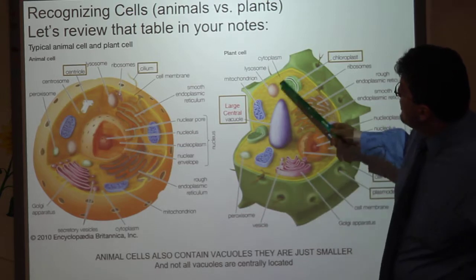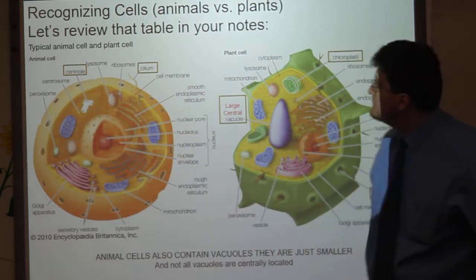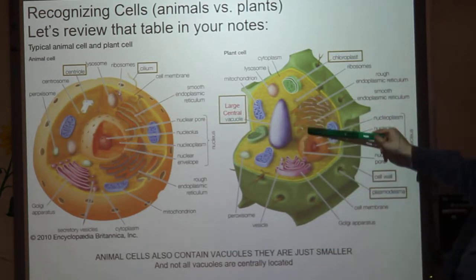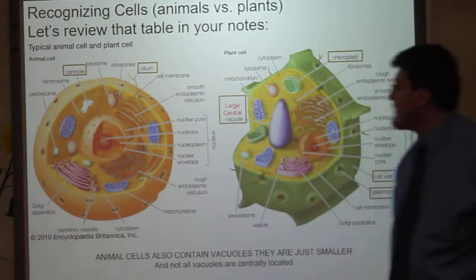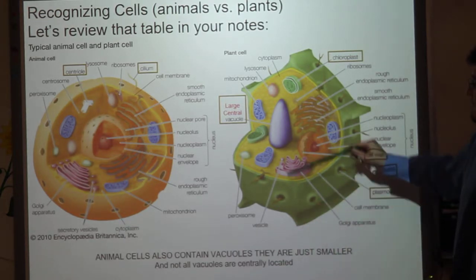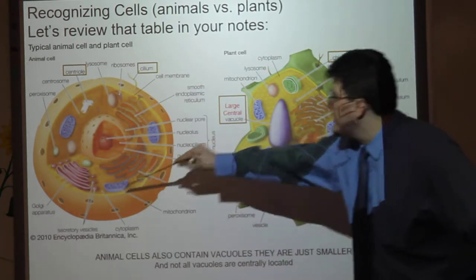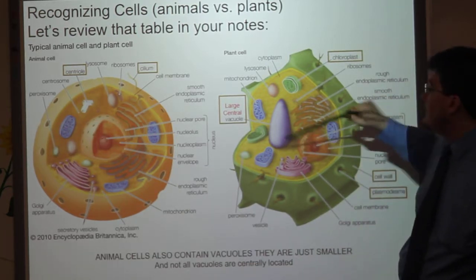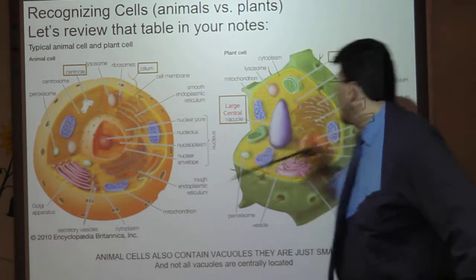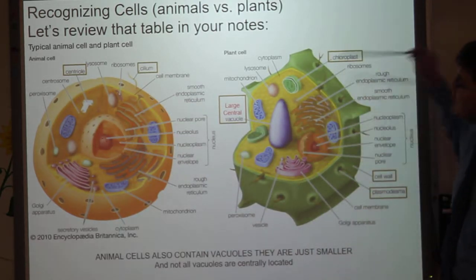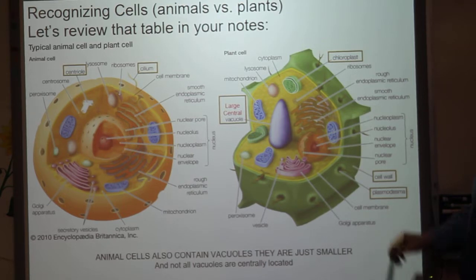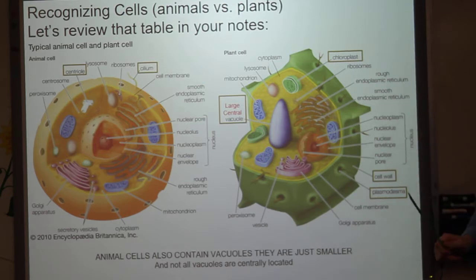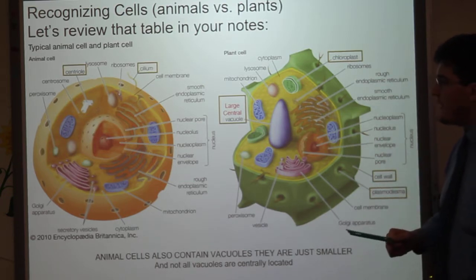So we have our lysosome. We have smooth and rough endoplasmic reticulum. We have Golgi apparatus, vesicles, mitochondria, and a nucleus and nucleolus in both. We have a nuclear envelope. A lot of these things are shared here. Now, it's the differences that I'm going to focus on right now.